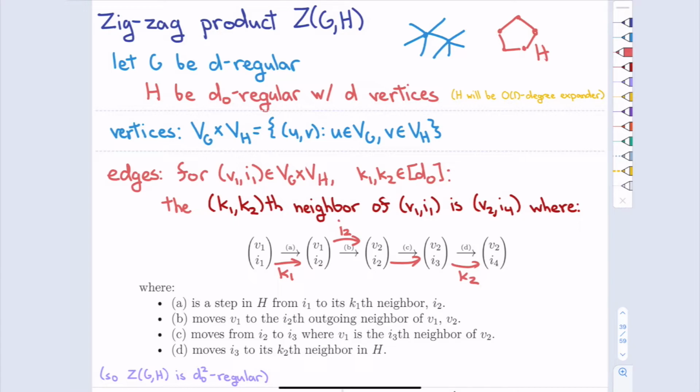You have to think about it a little bit, but okay. So fine. So ultimately the graph is D0 squared regular, where D0 is the degree of H.